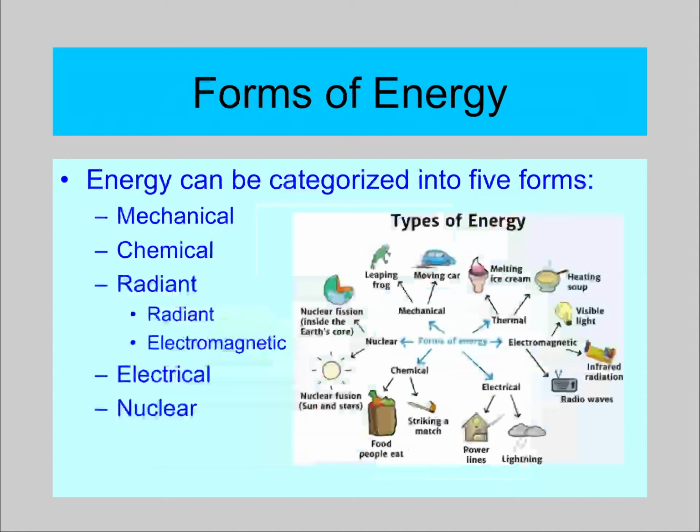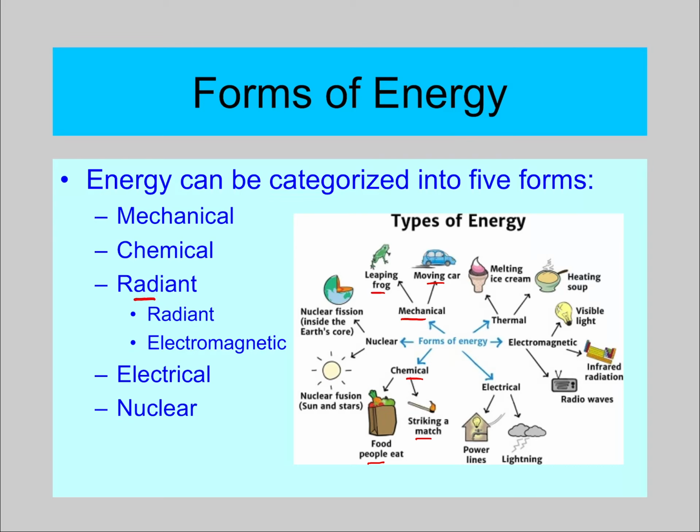So there are 5 really main types of energy forms, and we classify them the following way. Mechanical, which is moving car, leaping frog, so motion, work, movement. We have chemical, which is going to be our food that we eat when it's digesting, striking a match.